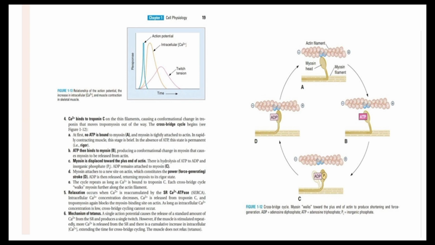So how does the muscle relax? Relaxation occurs when calcium is reaccumulated by the sarcoplasmic calcium ATPase pump, and the intracellular calcium concentration decreases. Calcium is released from troponin C, and tropomyosin again blocks the myosin binding site on the actin. As long as the intracellular calcium concentration is low, cross bridge cycling cannot occur.